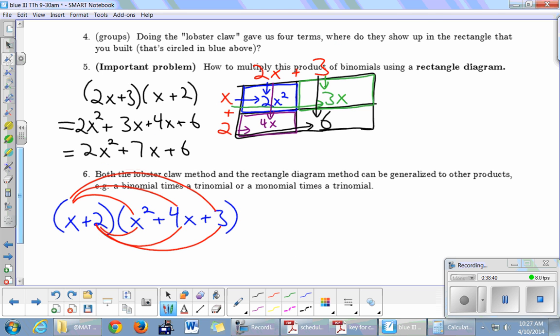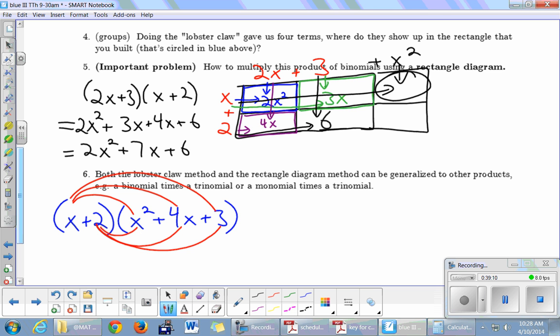Same thing up here. If this up here were like plus x squared, say, okay, no problem. I just make my rectangle a little bit longer. What goes in this top right box? What times what? What goes up there? What times what? This x squared gets multiplied by this x, right? So you just keep going down and across.